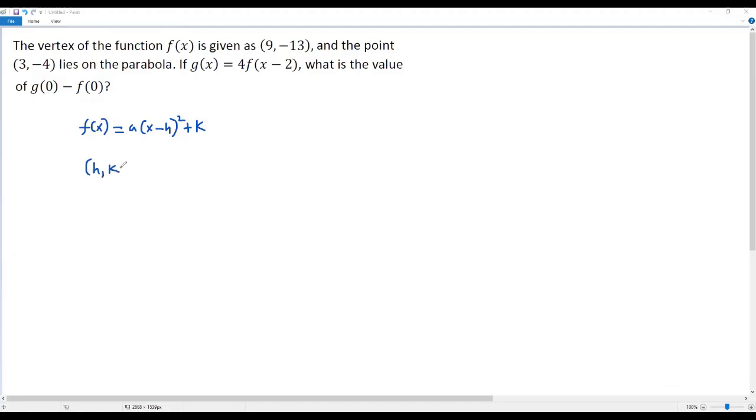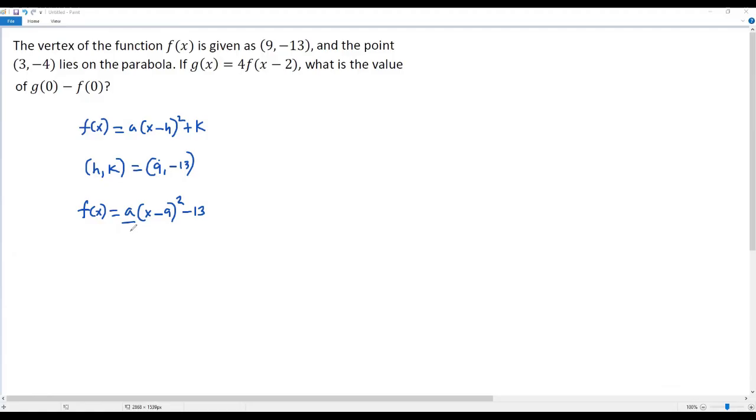Here (h, k) gives the vertex. Since the vertex is (9, -13), (h, k) can be equated to (9, -13). That is, the value of h is 9 and the value of k is -13. Let me plug in the values 9 and -13 for h, k over here. Then we get f(x) = a(x - 9)^2, and for k we plug in -13.